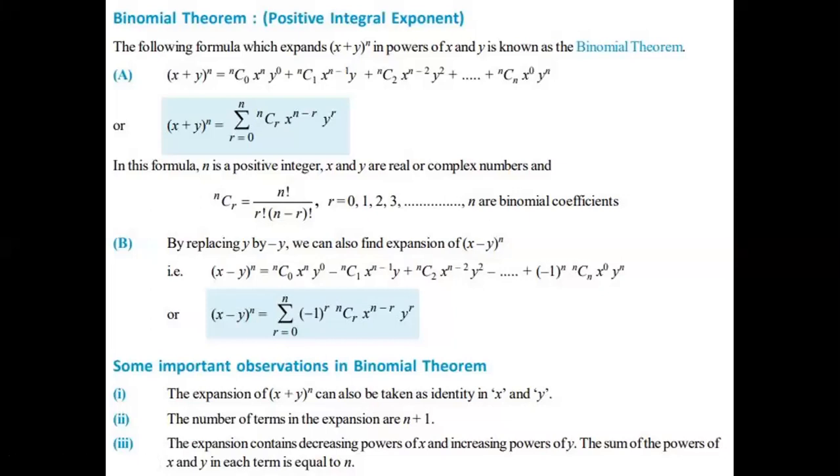What is the basic formula? Carefully. (x + y)^n is equal to nC0 x^n y^0 and so on. This is the expansion, which we can write in sigma notation. What is the nCr formula? n factorial by (n minus r) factorial into r factorial. So these are the binomial coefficients.